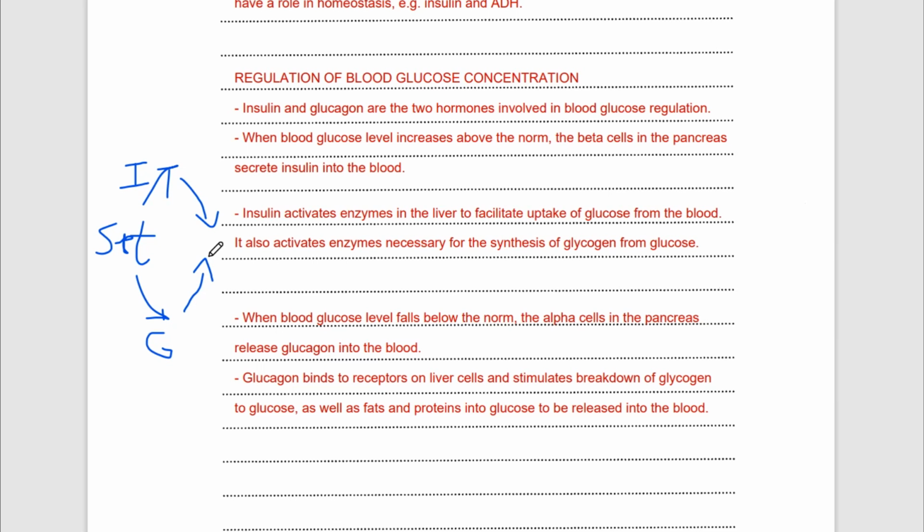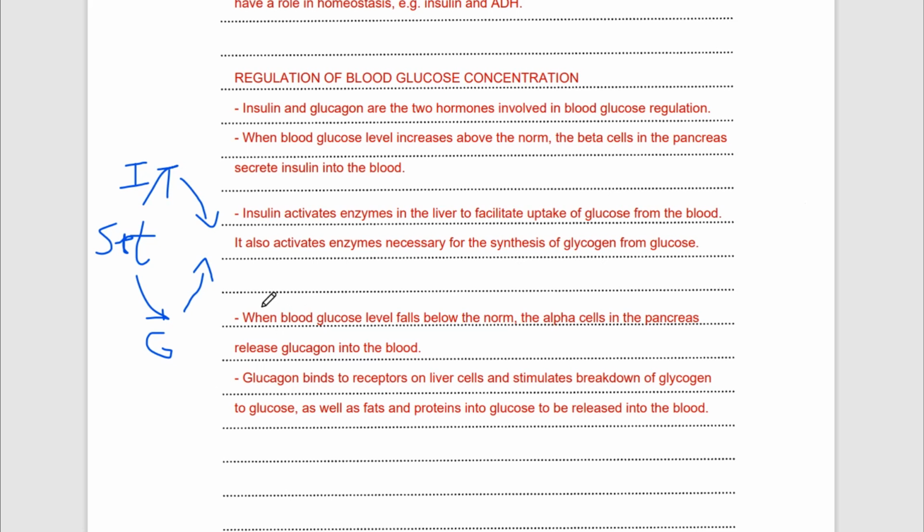And now we're going to get into what happens. When the blood glucose level increases above the norm, above the set point, beta cells in the pancreas secrete insulin into the blood. What insulin does is that it activates enzymes in the liver to facilitate uptake of glucose from the blood. It also activates enzymes necessary for the synthesis of glycogen. Glycogen is the storage form of glucose. So remember, the liver stores a lot of glycogen.